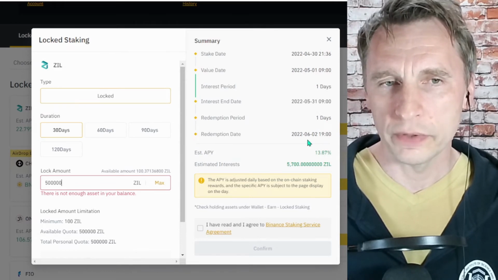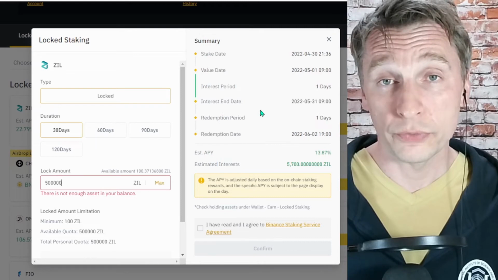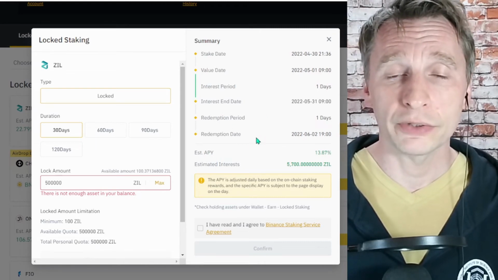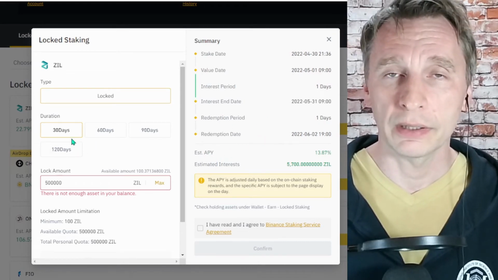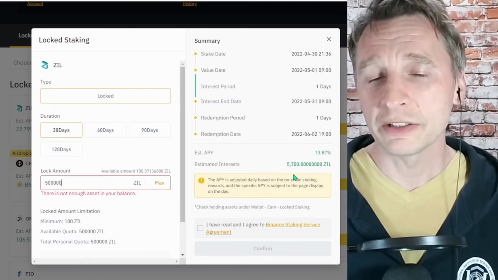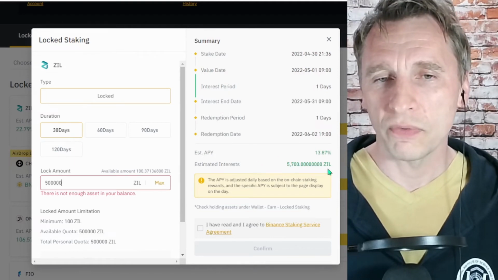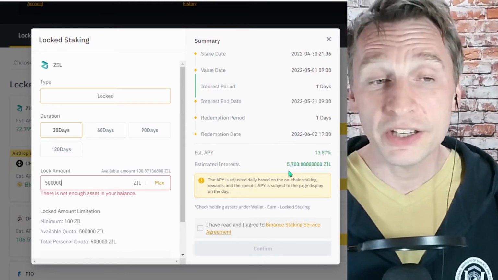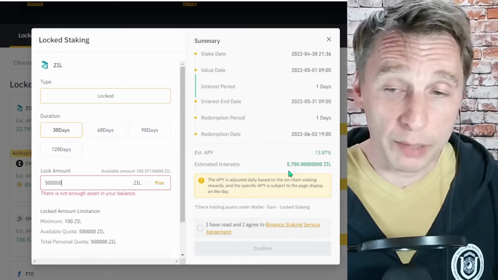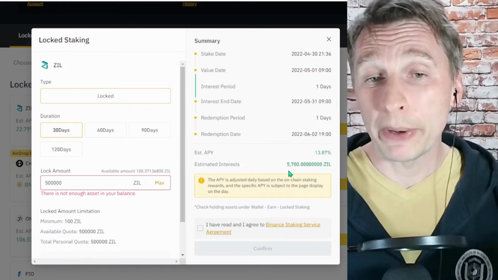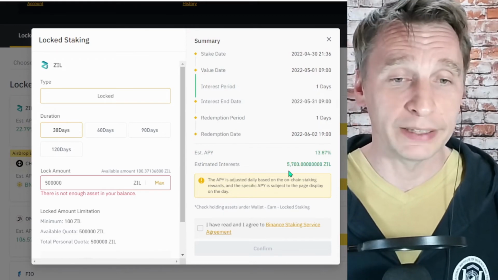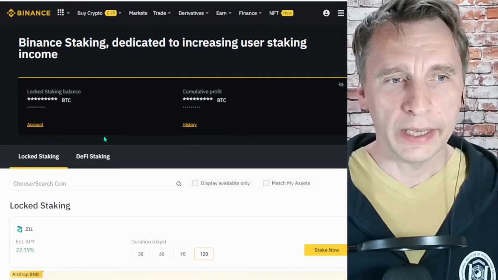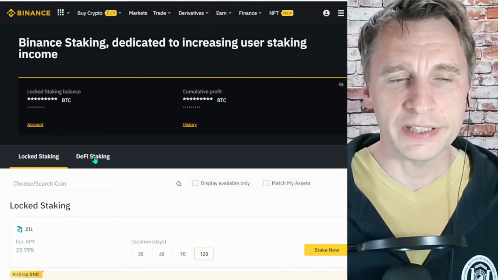2nd of June. If you did choose to withdraw your tokens prior to the expiry of the lockup period, you would basically lose everything that you've accrued so far. So the 5,700 ZIL interest that is promised to you would actually go back to Binance. And what would Binance do with that? I have no idea. The other option here is DeFi staking.